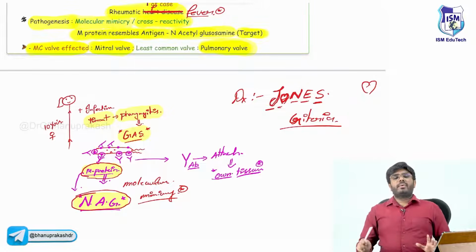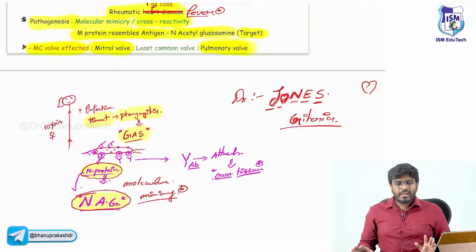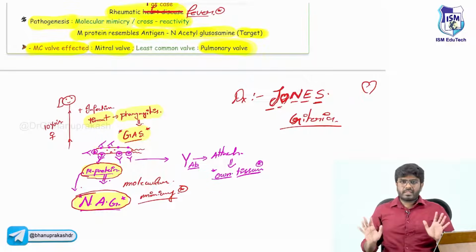What I am trying to put into your mind is, sir, if I am the person who is having rheumatic fever, what is the criteria used to put the diagnosis? Jones criteria, modified Jones criteria. According to the Jones criteria, what are included in rheumatic fever? JONES: joint involvement, heart involvement, nervous system involvement, erythema marginatum, subcutaneous nodules, and Sydenham's chorea, sir.